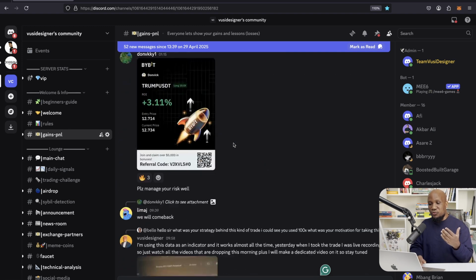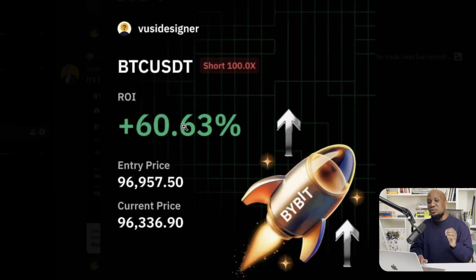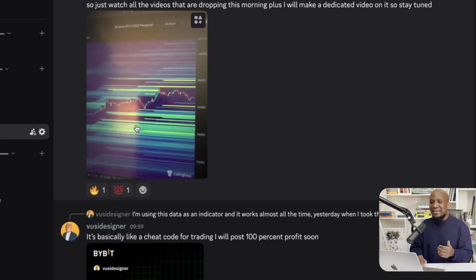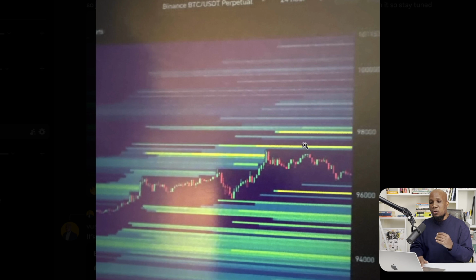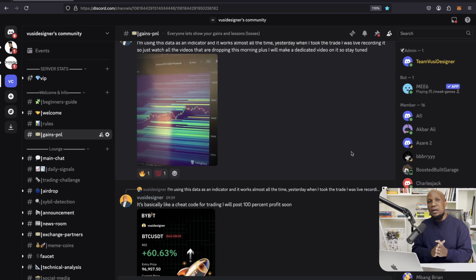In fact, I've got a trade that is live on my other account where I'm actually short on BTC with 100x. So I'm using that indicator, these tools here, in order for me to enter the market and basically get the right direction. I want to explain to you guys step by step how I read these tools and data in order for me to make informed decisions on the markets. So let's come back here to the Trading Challenge.